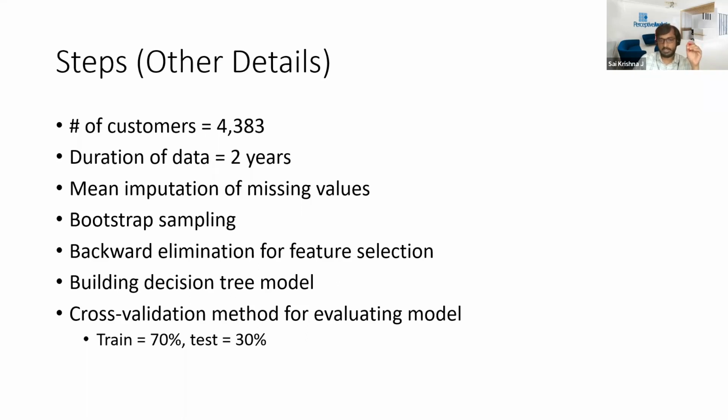And then the technique that they used here was a relatively simple technique. So they built a decision tree model, okay? And they also did a cross-validation for evaluating the effectiveness of the model. So they split the data: 70% of the data was training data, and 30% of the data was testing data.